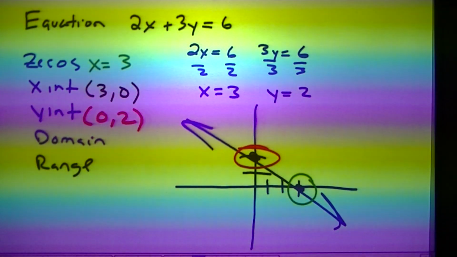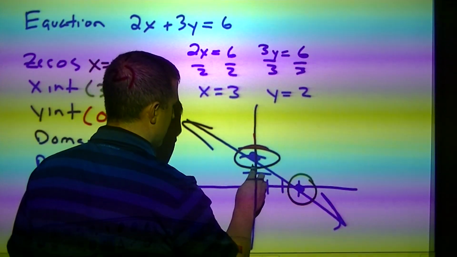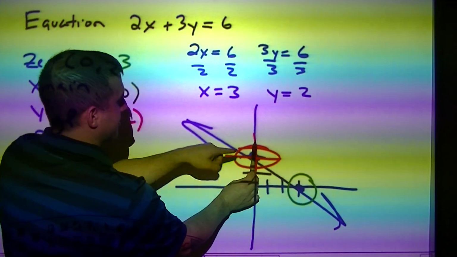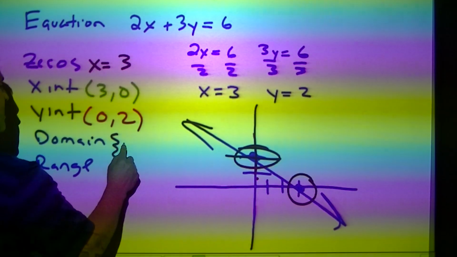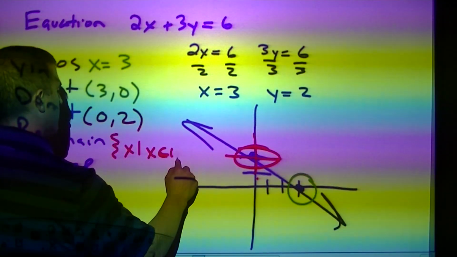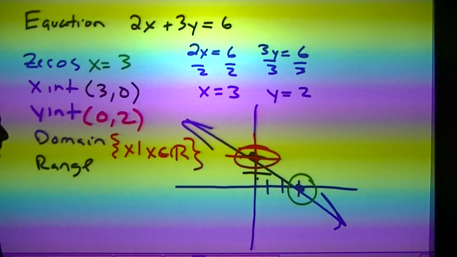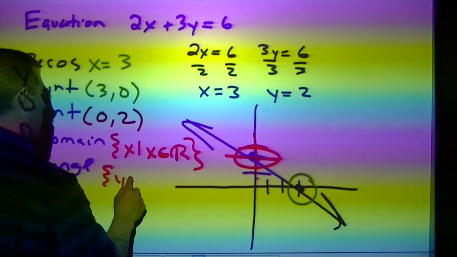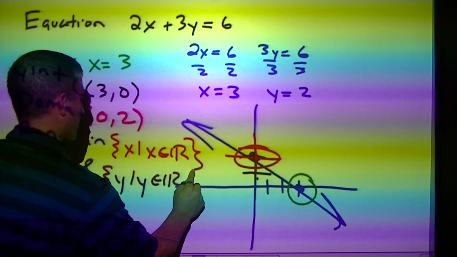Now let's look at the domain. I can pick either point, it doesn't matter. So let's say I looked here. If I look to the right, do I see my graph? Yes. Look to the left? Yes. So my domain here is all real numbers. My range: if I look above, I see it. I look below, I see it. So my range is all real numbers.